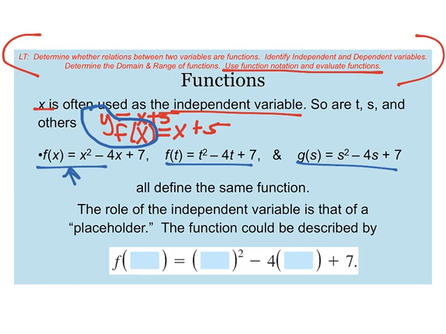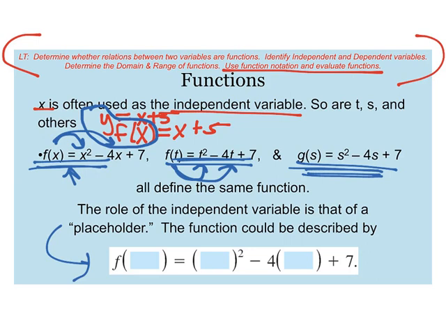So if this is the function of x, notice that x is holding a place in that function. This is the function of t. T is holding a place in this function. Okay? And so I could rewrite all three of these functions almost with like a blank system down here at the bottom. The function of some variable equals that variable squared minus 4 times that variable plus 7.